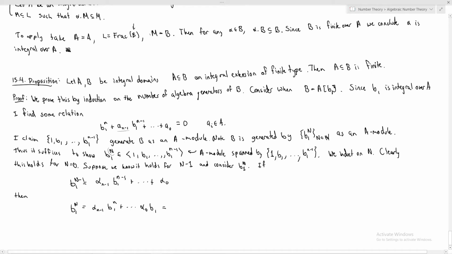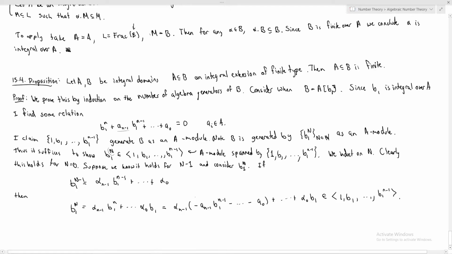So this is going to be alpha to the n minus 1 times negative a n minus 1 b1 to the n minus 1 minus a naught. So I'm just replacing b1 to the power n by negative all that stuff, and then I'm still going to get all this alpha naught b1. And it turns out that this is, just by looking at what terms we have going on here, in this correct A module.